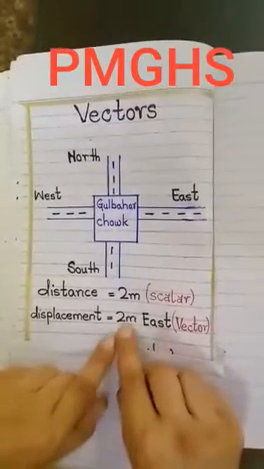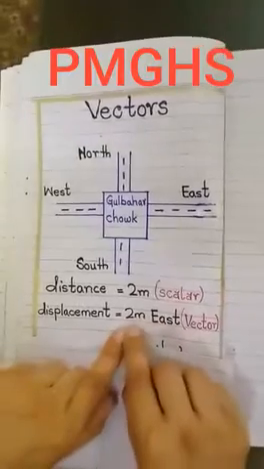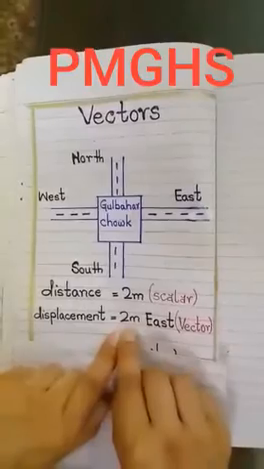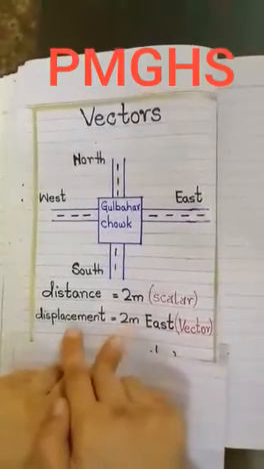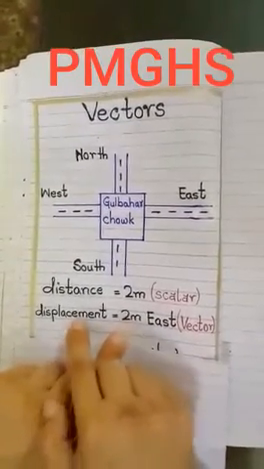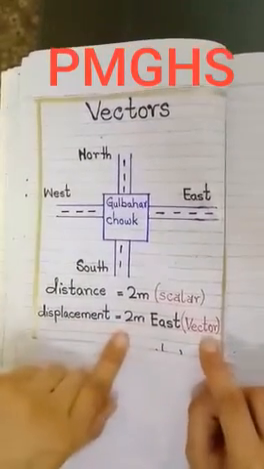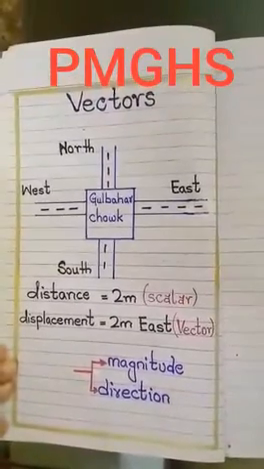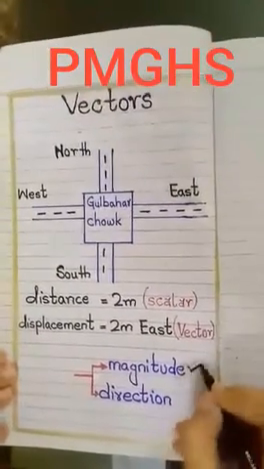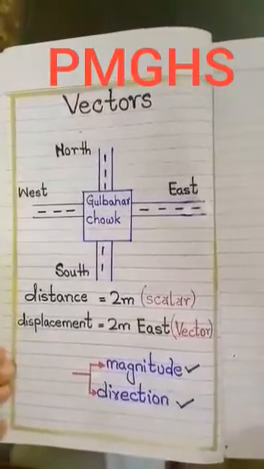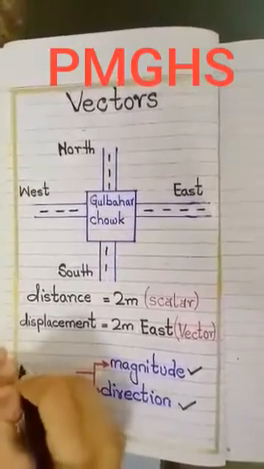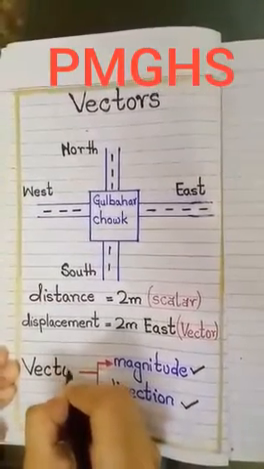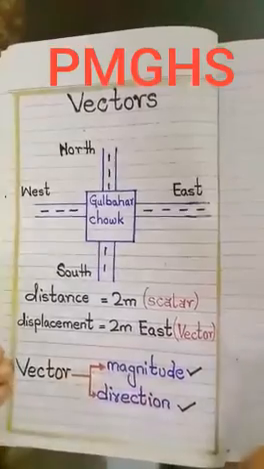So when we add direction to the magnitude, now it is no more a distance. Now it is called displacement. And displacement is a vector quantity. Those quantities that need magnitude as well as direction for their description, such quantities are called vector quantities or simply vectors.